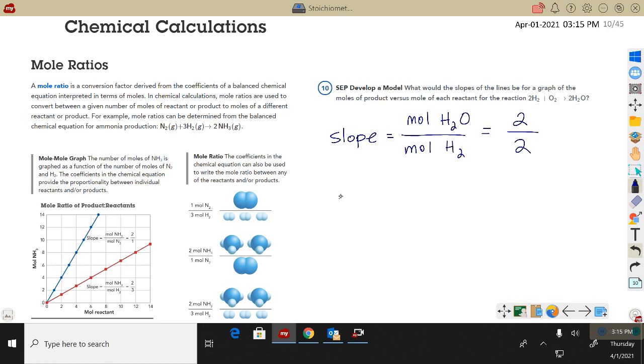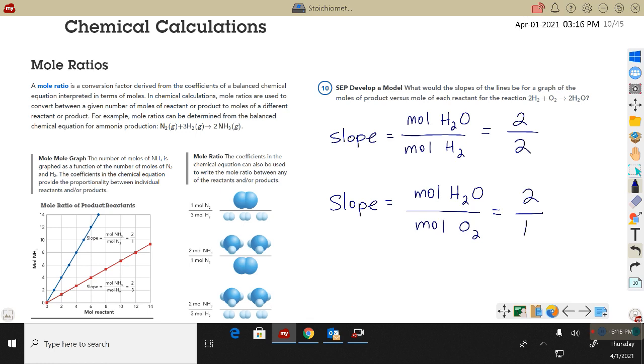Now let's say I do the same thing with the water, moles of water versus moles of oxygen. And I'd say, well, for every 2 water, there was only 1 oxygen. So my slope should be 2. And we don't have to use the ratio in the balanced equation exactly as it's written. We just have to keep the integrity of that ratio.